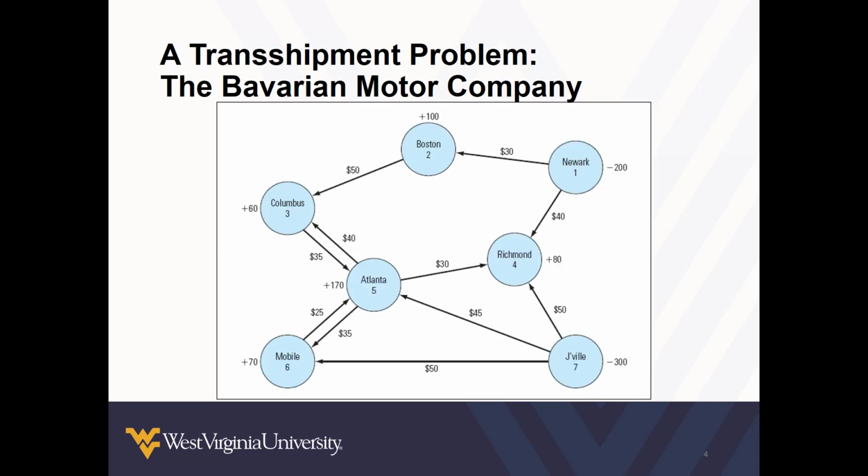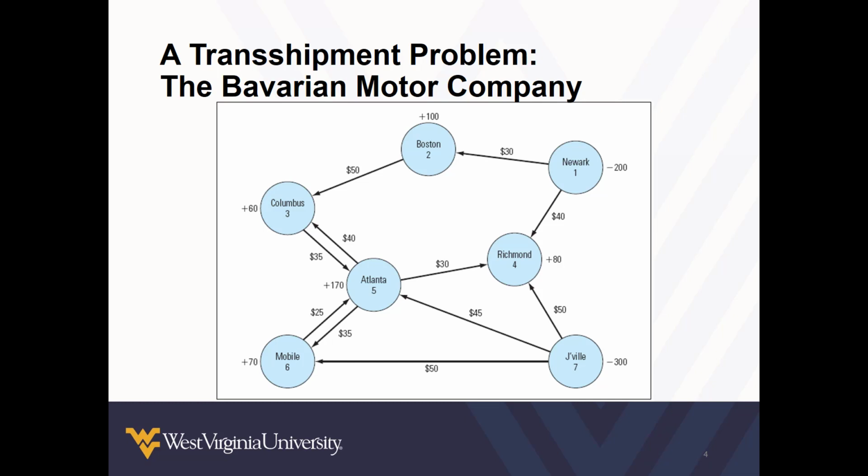So this is a visual example of a transshipment problem, and here you can see the nodes and the arcs and how we can sketch this problem out. In this example, the Bavarian Motor Company transports vehicles to the ports in Jacksonville, Florida, and Newark, New Jersey, 200 vehicles to Newark, and 300 vehicles to Jacksonville, and then they need to distribute them among their network of dealers in Boston, Richmond, Atlanta, Mobile, and Columbus.